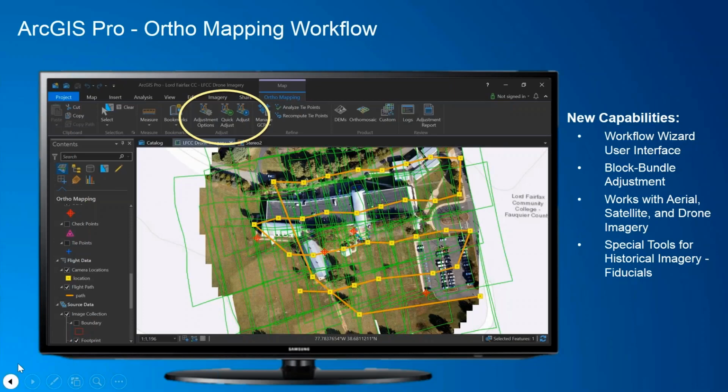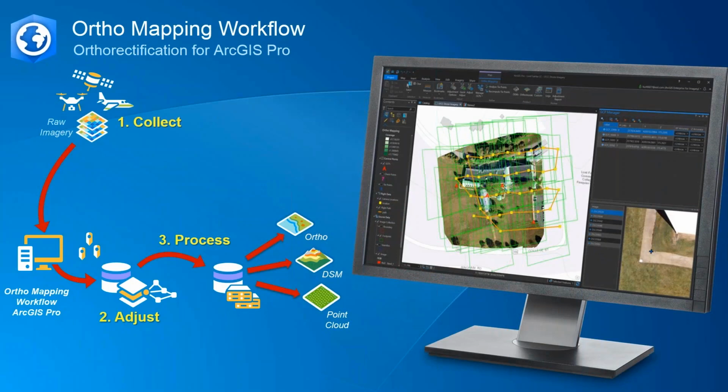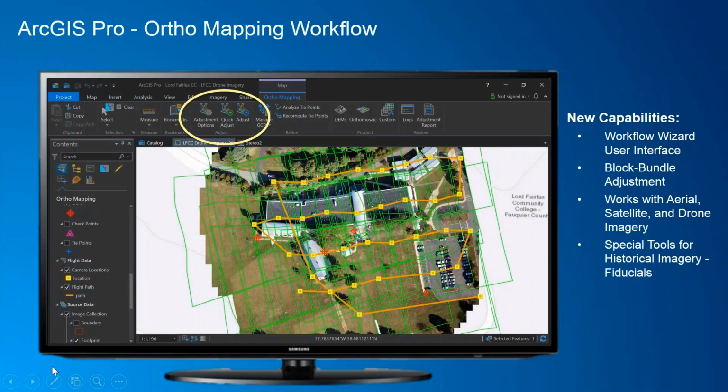So let me just back up one slide. This is the overview that I was talking about, going from the different sources flowing down into the adjust process, out to the different products that come from the output of the photogrammetric process itself. And then this is the slide that talks more about the actual user interface for the ortho mapping workflow in ArcGIS Pro. You can see, as I've talked about before, that this is a wizard type interface that takes you down through the adjustment options, the block bundle adjustment.